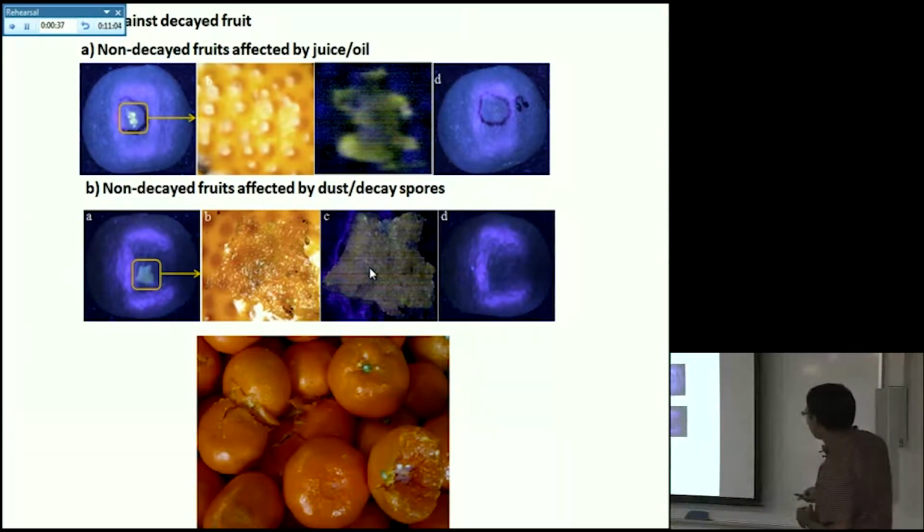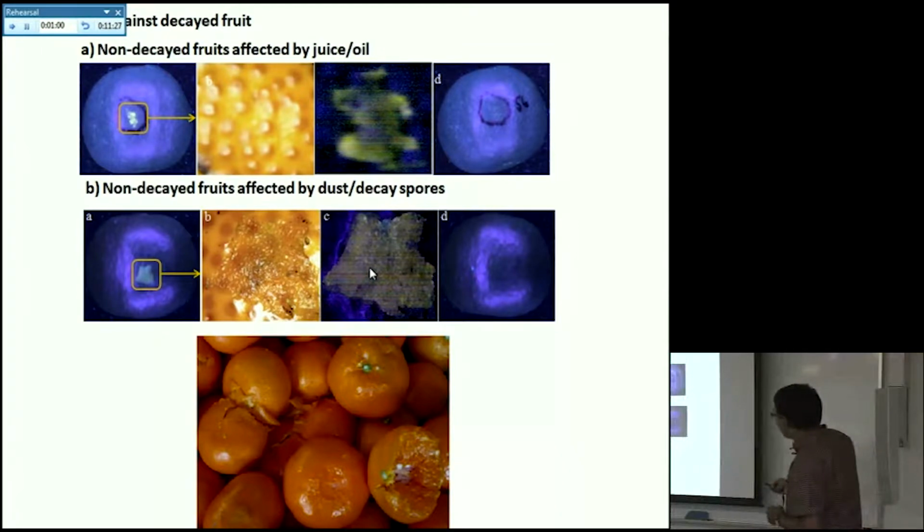And these pieces of dust and this oil juice, when mixed with the neighboring or surrounding non-decayed fruits, become fluorescent. Like here, this fruit is fresh, but on the peel, some juice from the rotten fruit, and we can see the fluorescence. However, after washing, the fluorescence disappeared.